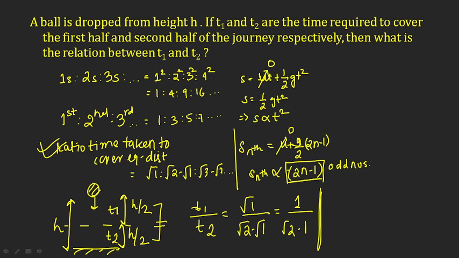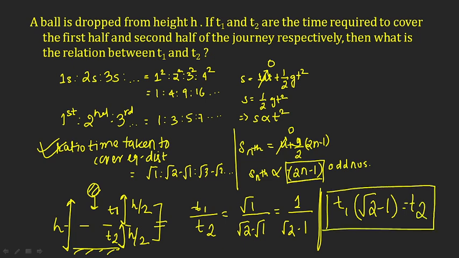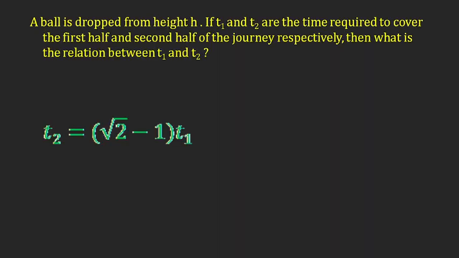And from here we can rearrange the terms to arrive at the answer. That is equal to t1 into root 2 minus 1 is equal to t2. This is our final answer. Let us confirm this with the answer slide as well. Yes, the answer is t2 is equal to root 2 minus 1 into t1.